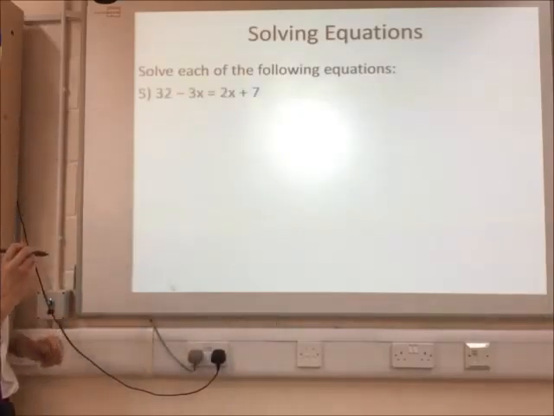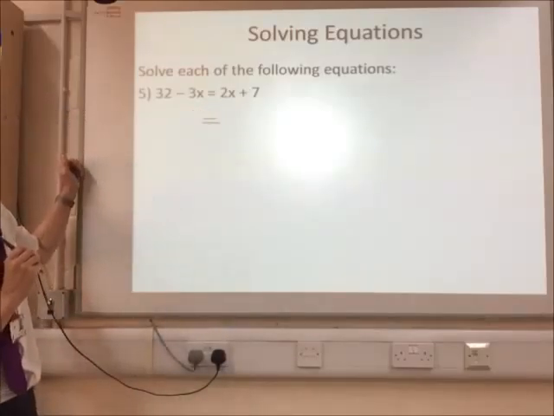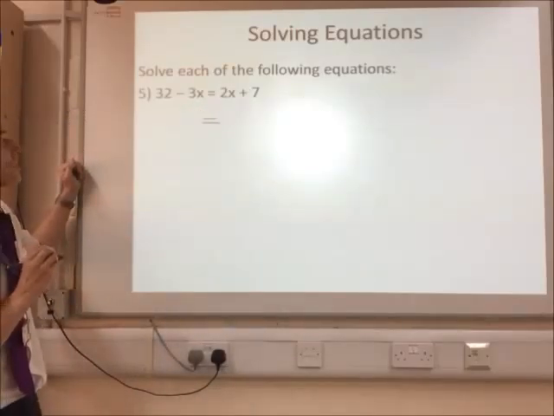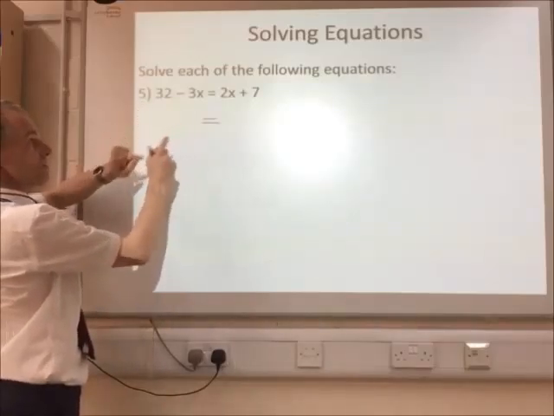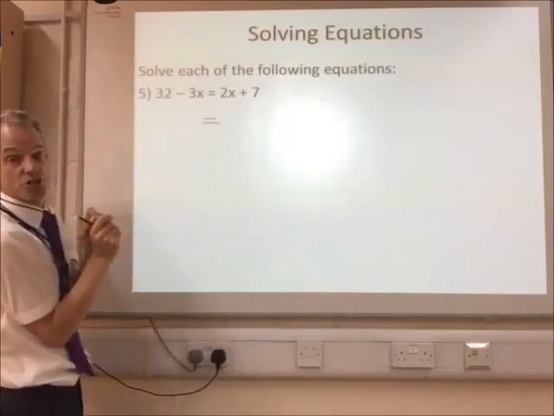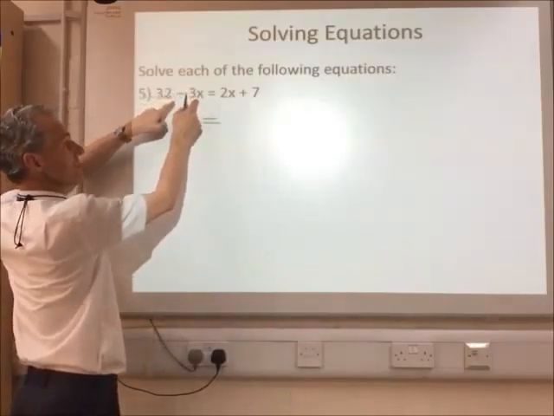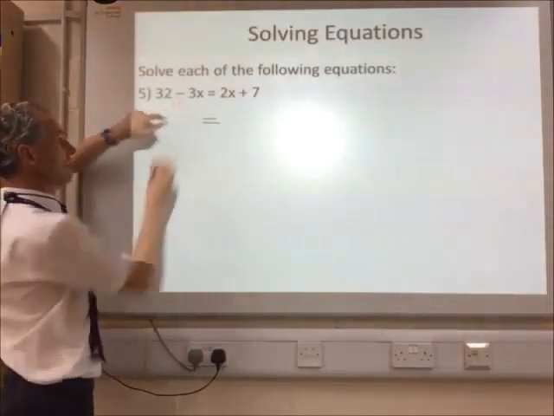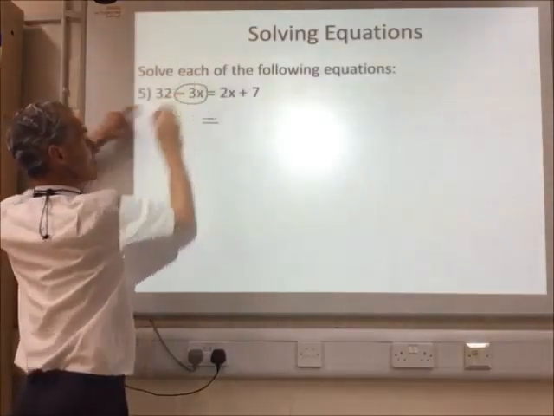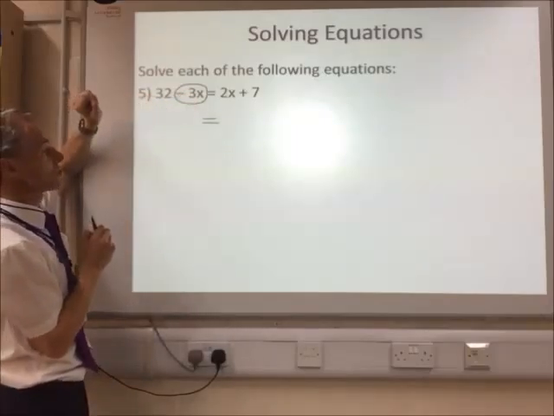Okay, and the final one, do the same thing here. Collect my x's on one side and my numbers on the other side. It doesn't matter again which way round I do it. This time I'm going to choose to collect my x's on the right hand side. It would still work if I went to the left. But to collect them on the right hand side means I need to get rid of the x's on the left hand side. At the moment I've got minus 3x. Remember that minus belongs to the 3x. So I'm going to add 3x to both sides.